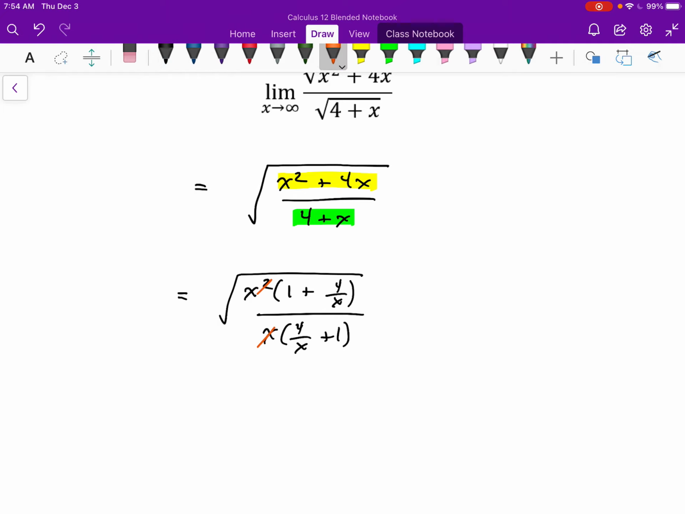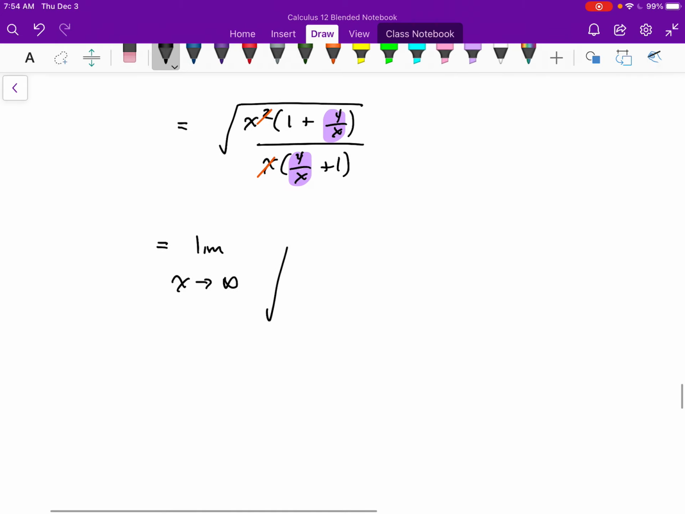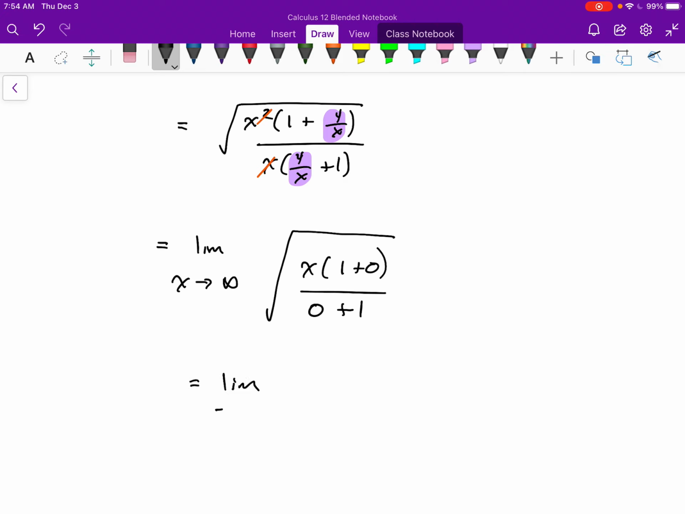I can cancel out 1x from here and here. And as well, I know as x approaches infinity, both of these that I've highlighted are going to approach 0. So what do I have here? The limit as x approaches infinity of the square root. What do I have left? I have x over 1 plus 0 over 0 plus 1, which really in the end is the limit as x approaches infinity of just the square root of x.